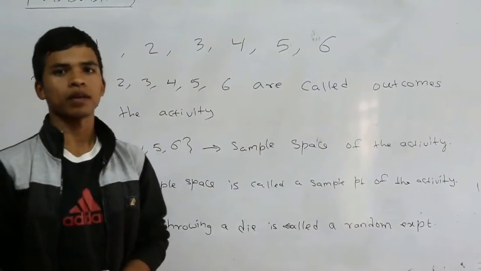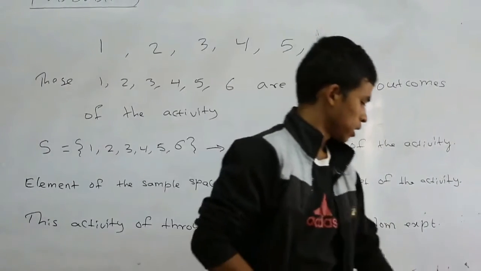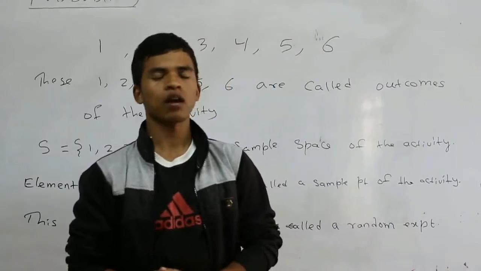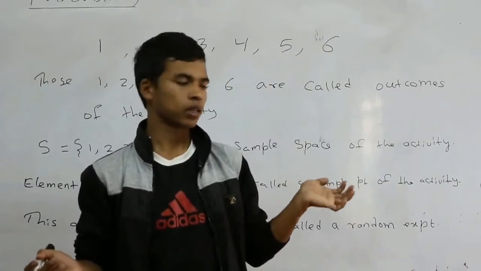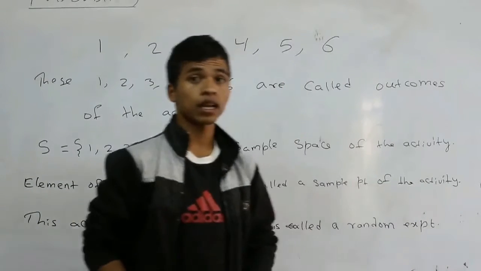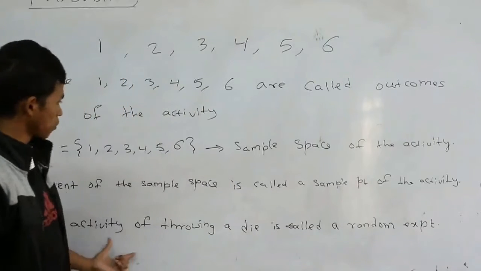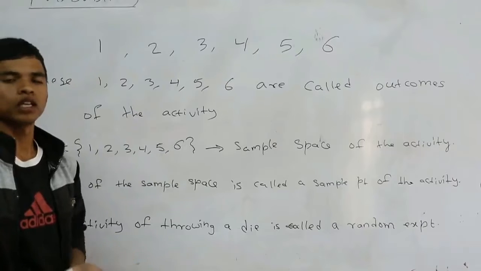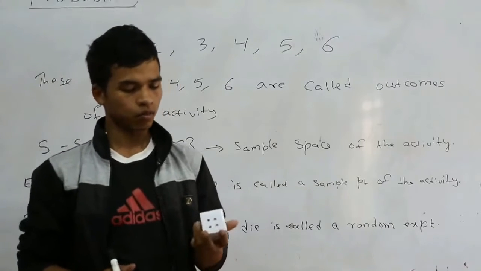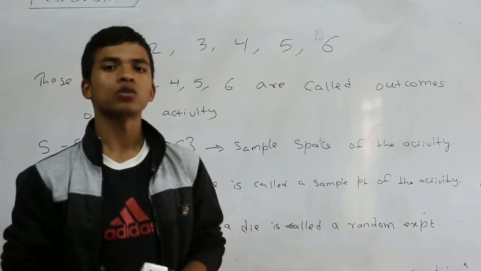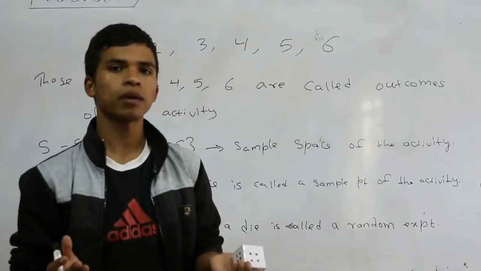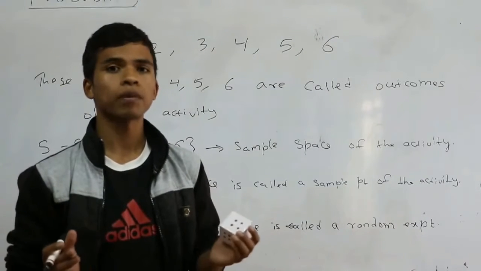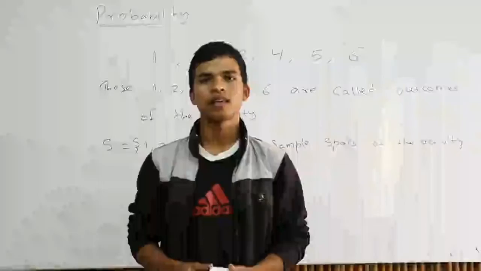A random experiment. Now, suppose we are talking of a general random experiment. If we say what is a random experiment, you just say that this activity of throwing a die is a random experiment because we cannot predict the outcomes. So in general, a random experiment is any experiment whose outcomes cannot be predicted in advance.